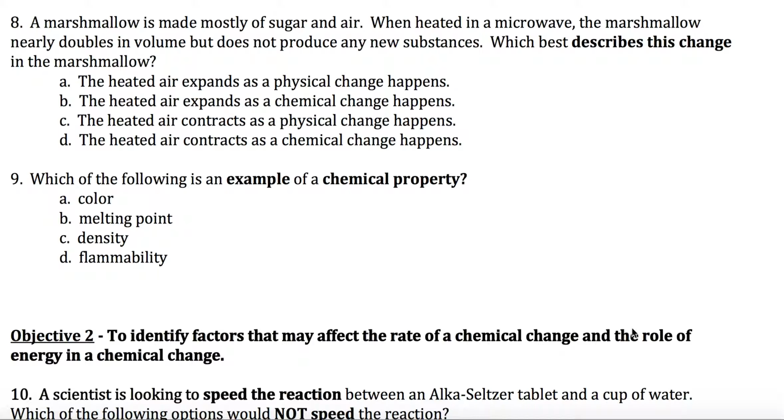Question 9. Which of the following is an example of a chemical property? A. Color. B. Melting point. C. Density. D. Flammability.